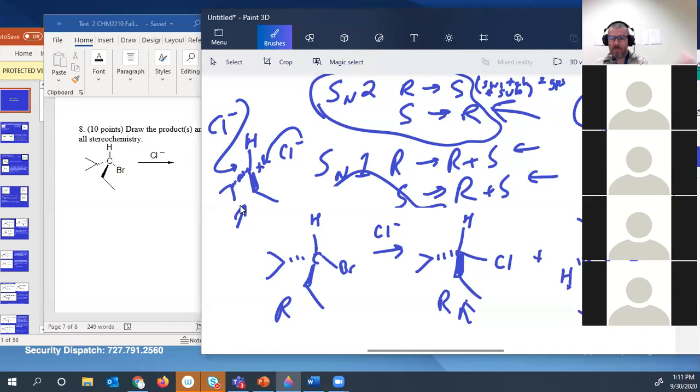So what's the 3D line next to the dash? What does that tell you? The other thing's coming out of the page. It's in the front. Okay. Now the other lines that are just regular lines are in the plane of the page.